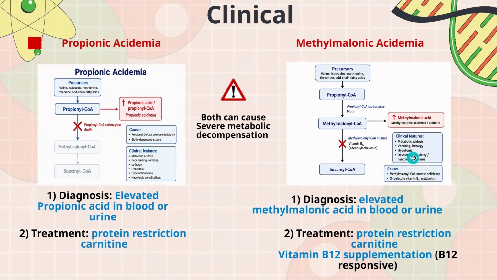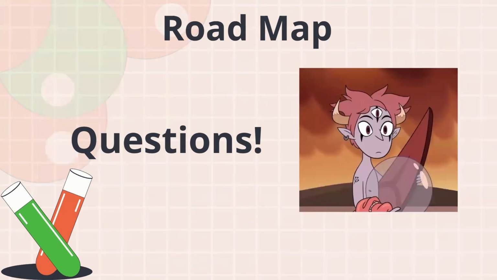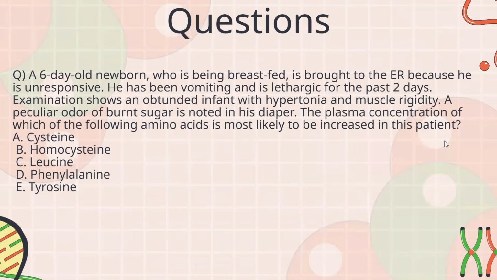Okay. Now, let's finally get along with this and finish our MOL crash course. A 6-day-old newborn who is being breastfed is brought to the ER because he is unresponsive. He has been vomiting and lethargic for the past 2 days. Examination shows an unattended infant with hypertonia and muscle rigidity. A peculiar odor of burnt sugar is noticed in his diaper. The plasma concentration of which of the following amino acids is most likely increased in this patient?